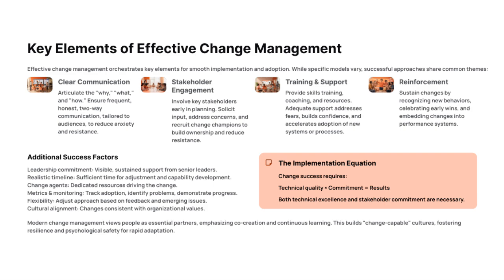Involving key stakeholders early on is also critical. Solicit their input, address concerns, and recruit change champions. This builds ownership and helps reduce resistance along the way. Clear communication is fundamental. We need to articulate the why, the what, and the how of the change. Frequent, honest, two-way communication tailored to different audiences helps reduce anxiety and resistance.